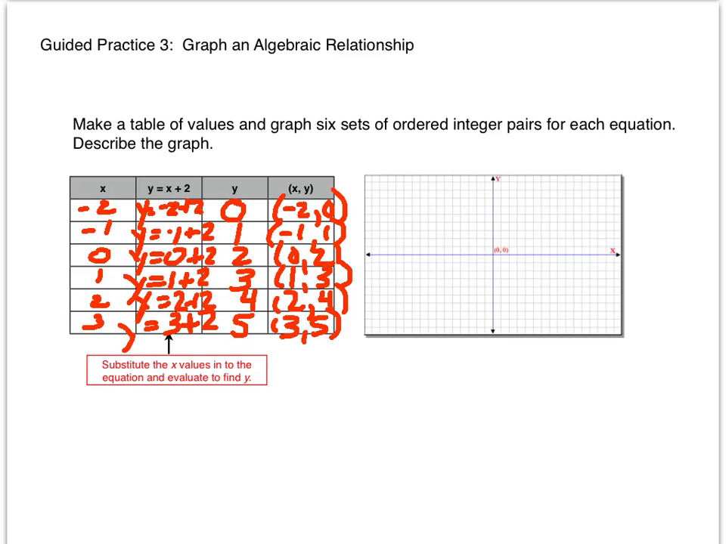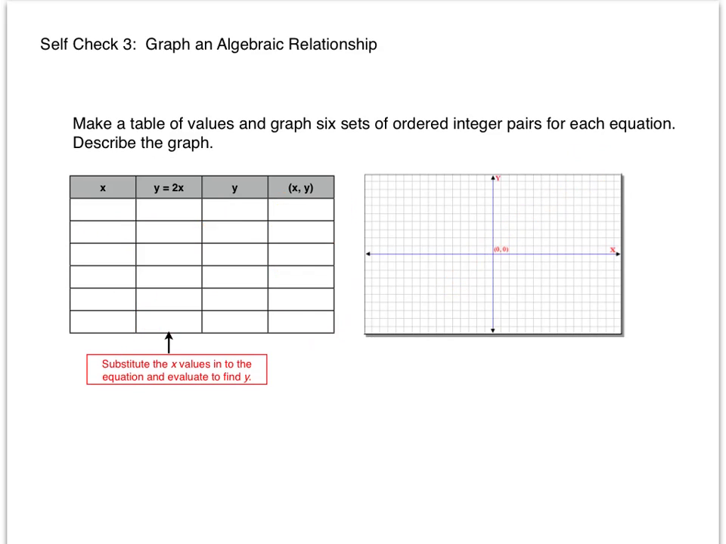Now, graphing these is going to be difficult with the stylus. Negative 2, 0 is going to be on the x-axis. And then negative 1, 1, and then 0, 2, and then 1, 3, and then 2, 4, and then 3, 5. And if you graph those, they also graph in a straight line. So that would be how we describe the graph.